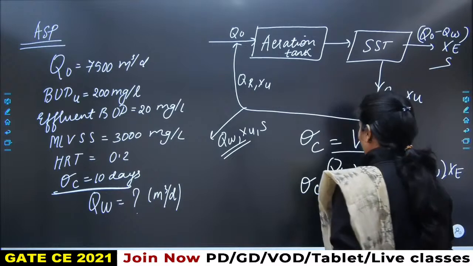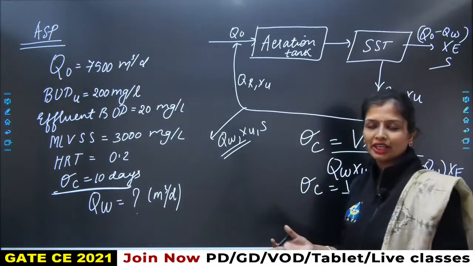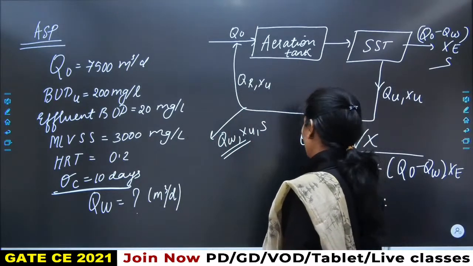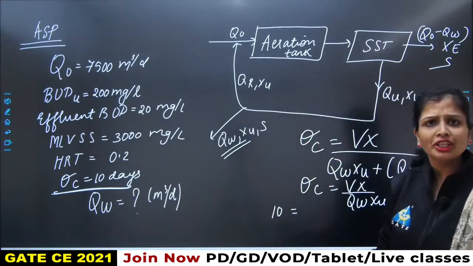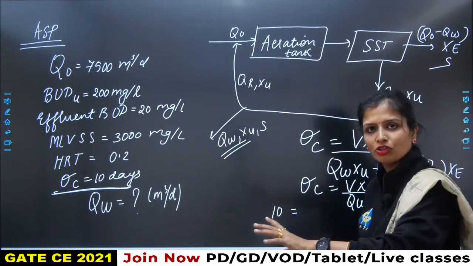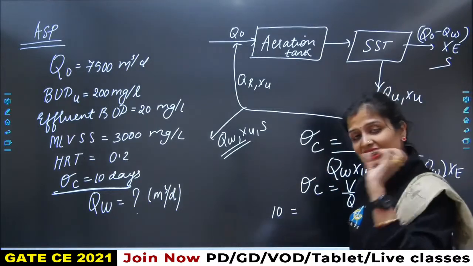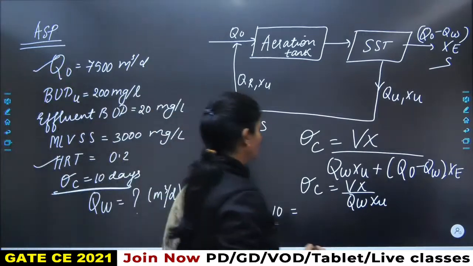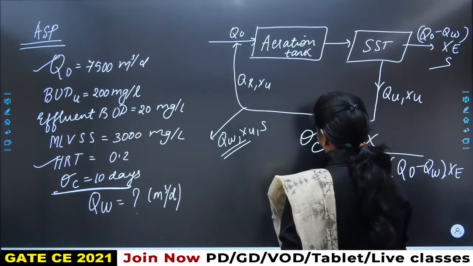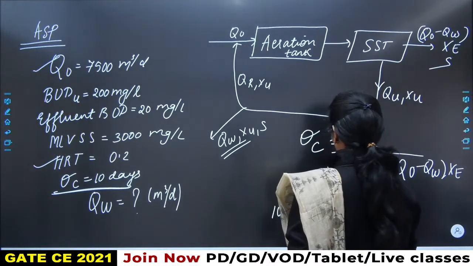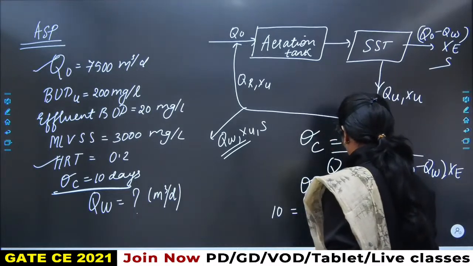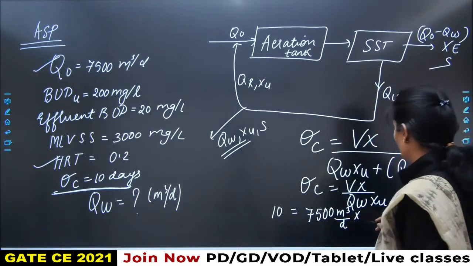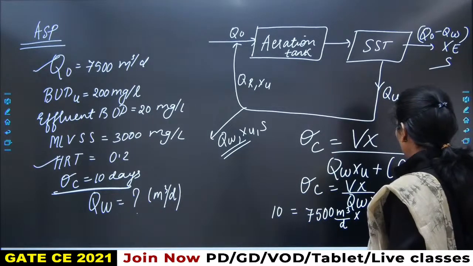But in the question, the volume of the aeration tank is not given to you directly. Theta C is given, of course. Volume is not given, no issues. I always told you, if they haven't given the volume, they will give you the discharge and the time, and that's exactly what is given. So the volume will be 7500 meter cube per day into the time, 0.2 days. QW you have to calculate.